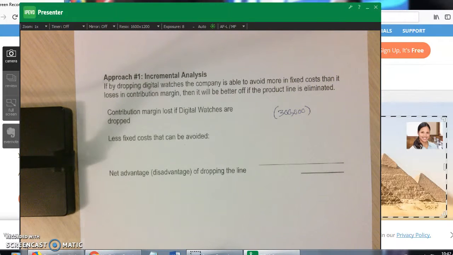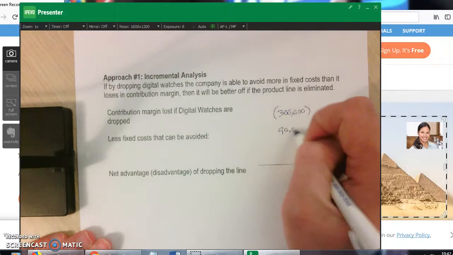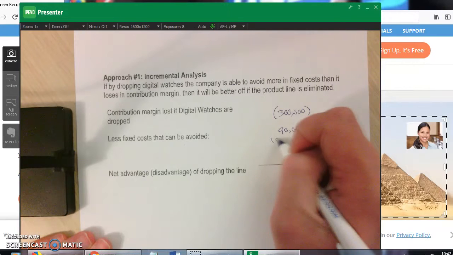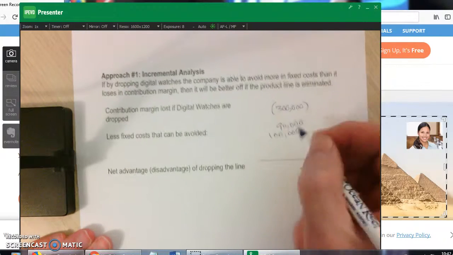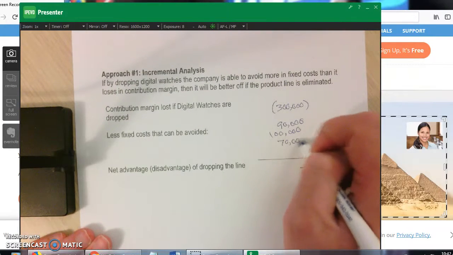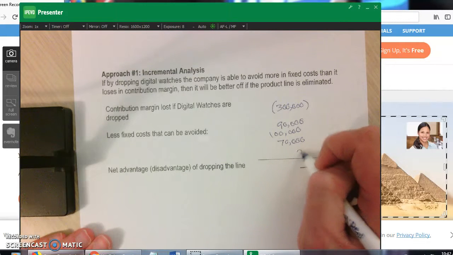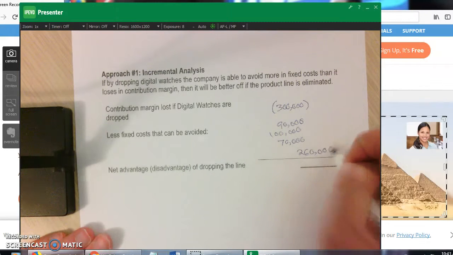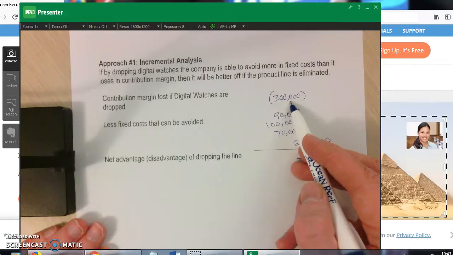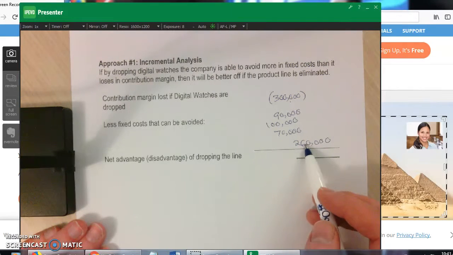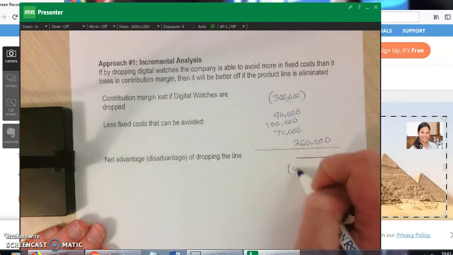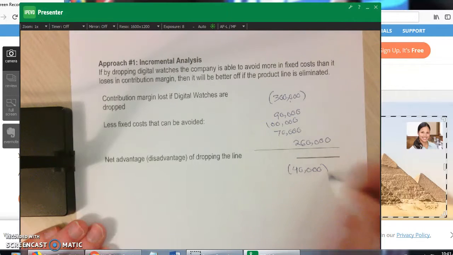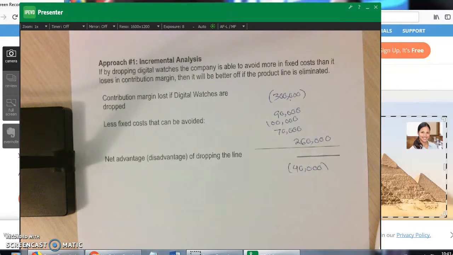Now, which fixed costs can be avoided? Those are the relevant costs. And so that's the salary of the product line manager, the advertising, and of course also our rent on factory space. When we add up all these, we get $260,000. We lose $300,000 in contribution margin, but we only save $260,000 in fixed costs. So we have a net disadvantage of dropping the product line. We should not drop the product line.